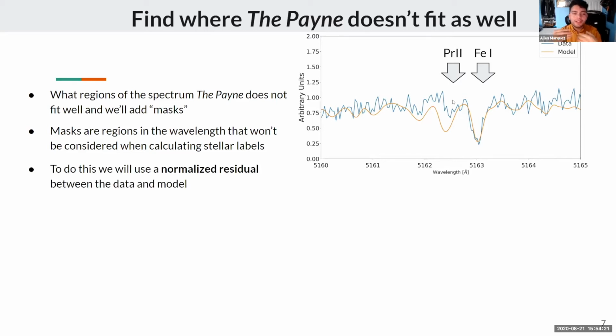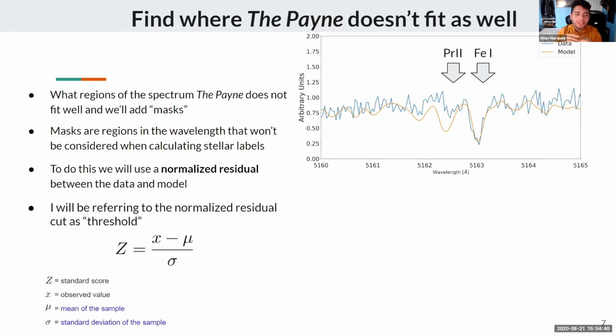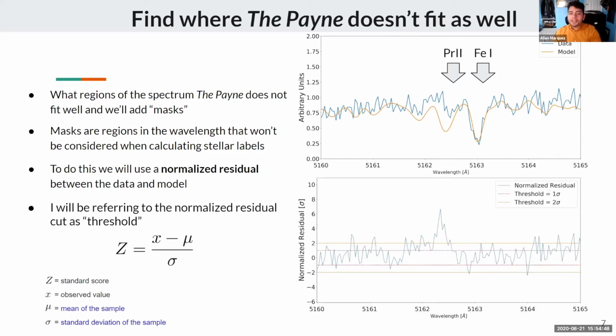So the next step is, how do we measure how well the model is fitting? We're going to use a normalized residual between the data and the model. From here on out, when I mention the word threshold, I'll be referring to the normalized residual cutoff. So I'll define what a normalized residual is. It's the difference between the model and the data, and we've accounted for noise when calculating this. These two plots are related. I've calculated the normalized residual across this specific chunk in wavelength, and it's mapped here.